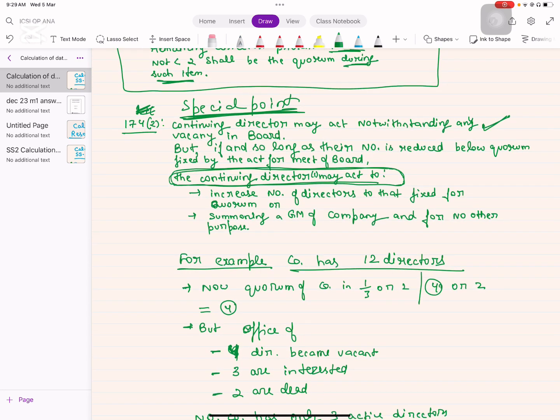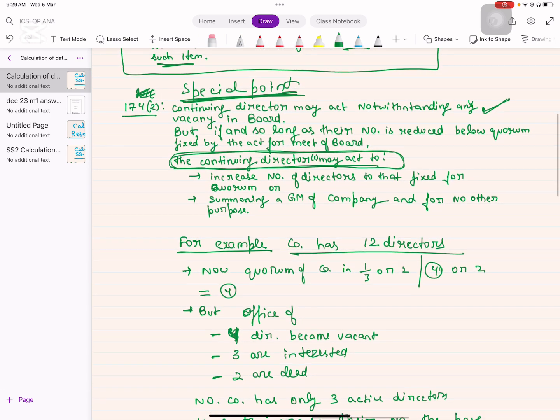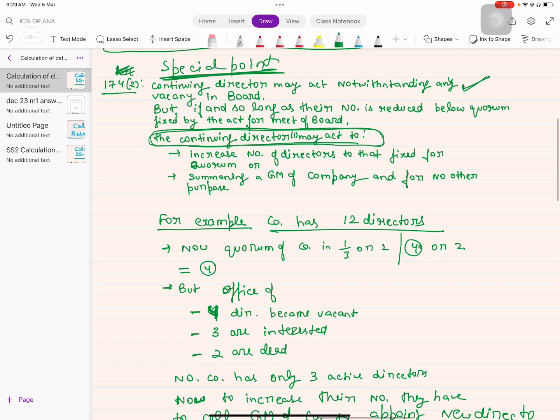Now there is one special point in the quorum under Section 174(2). It is written as: continuing directors may act notwithstanding any vacancy in the board, but if and so long as their number is reduced below the quorum fixed by the Act for a meeting of the board, the continuing directors may act to increase the number of directors to that fixed for quorum or summoning a general meeting of the company and for no other purpose.